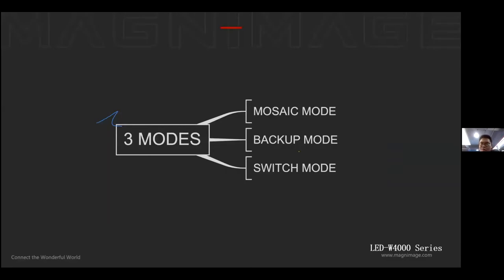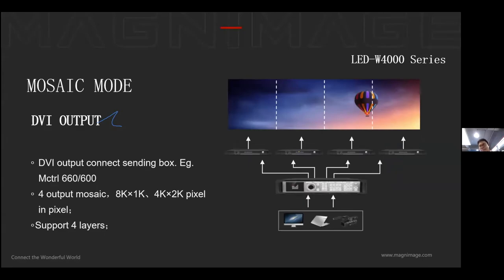So what function does it have? Mostly we use three functions. One is mosaic function, and one backup, one switcher. For mosaic mode, if we use DVI output, the loading capacity is 4K by 2K. So you see here, four sending cards. You can use the sending card like MCT R600 and 660. So with this, we can do 8K by 1K. And the 4K by 2K pixel display, and totally we have 4 layers.